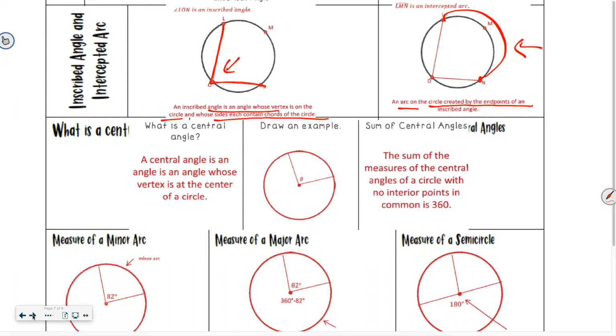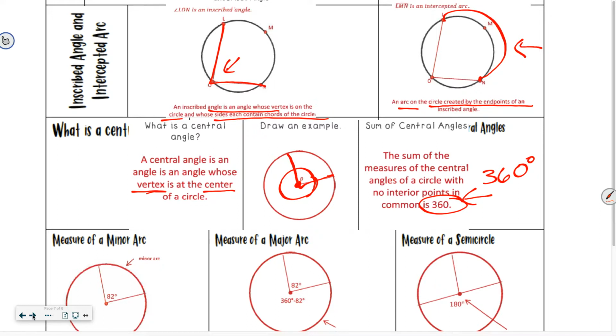Okay. Then a central angle. A central angle is an angle whose vertex is at the center. So it's just an angle whose vertex is the center. Like if I'm slicing a pizza correctly, I should be making central angles. And then remember that all the angles, so this whole sum should always be 360 degrees. We know a whole circle is 360, so all the central angles should be 360.